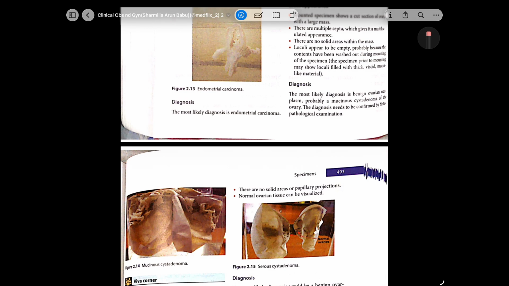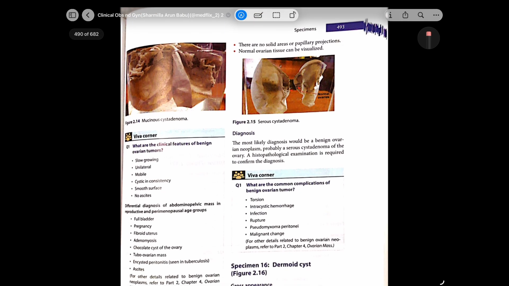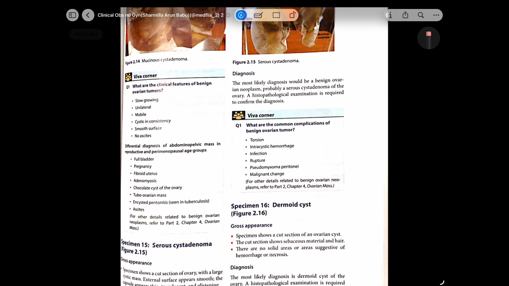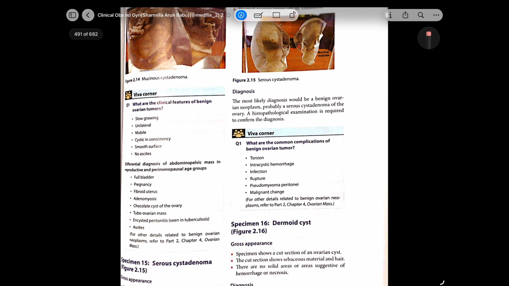The most likely diagnosis is benign ovarian neoplasm, probably a mucinous cystadenoma of the ovary. The diagnosis needs to be confirmed by histopathological examination. What are the clinical features of benign ovarian tumors? Slow growing, unilateral, mobile, cystic in consistency, smooth surface, no ascites. Differential diagnosis of abdominopelvic mass in reproductive and perimenopausal age groups: full bladder, pregnancy, fibroid uterus, adenomyosis, chocolate cyst of ovary, tubo-ovarian mass, encysted peritonitis, which is seen in tuberculosis, and ascites.